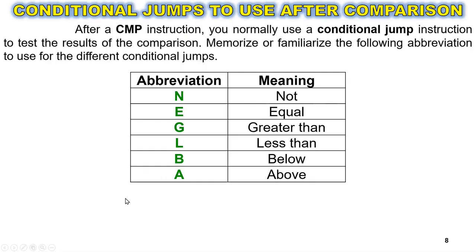After a CMP or compare instruction, you normally use a conditional jump instruction to test the results of the comparison. Memorize or familiarize yourself with the following abbreviations used for the different conditional jumps. The abbreviation N stands for not, E stands for equal, G stands for greater than, L stands for less than, B stands for below, and A stands for above.